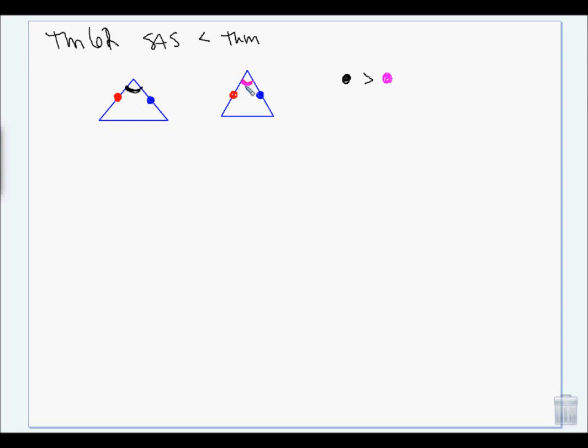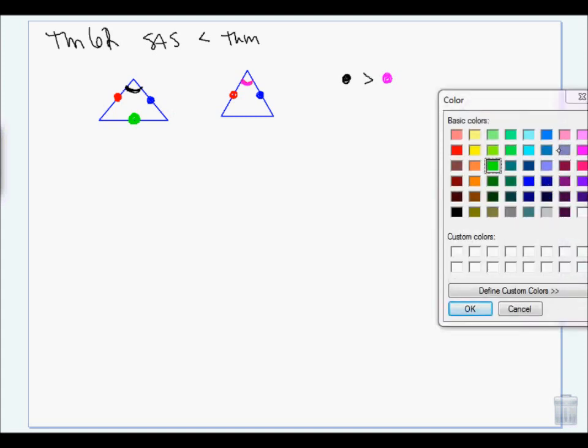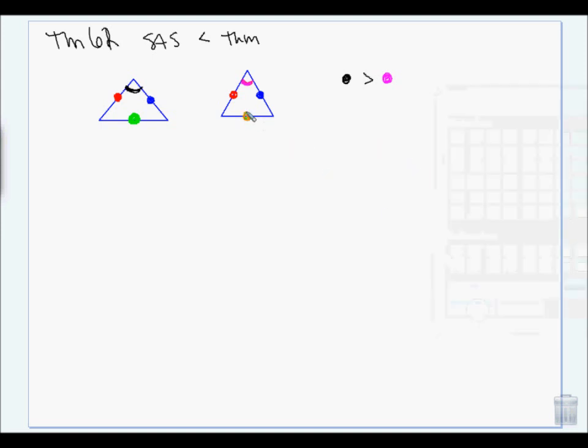So if this angle is bigger than this angle, then what that's saying is this side here, this side. So if these two sides are the same, but this angle is bigger than that angle, then that means this side is longer than this side.